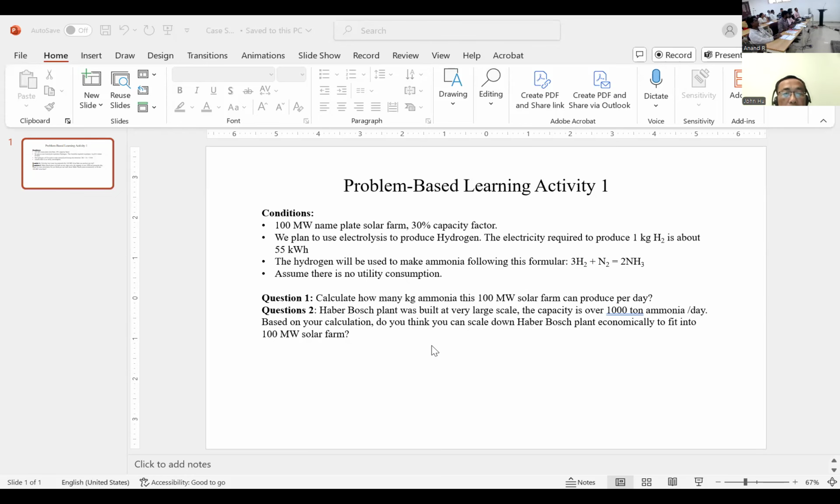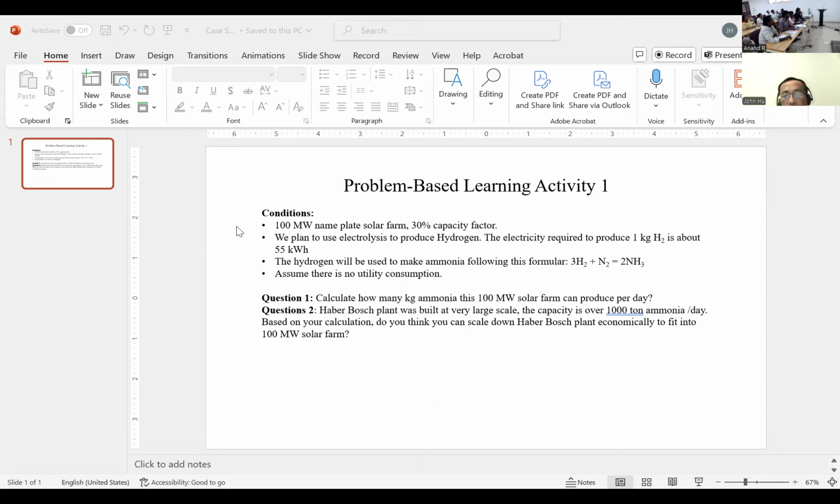Can you see this slide? Okay. So there's a problem. In the US we call this a case study. We say problem-based learning activity. Basically I give you a problem, and I hope you learn something. So that's called a problem-based learning activity, or PBL.